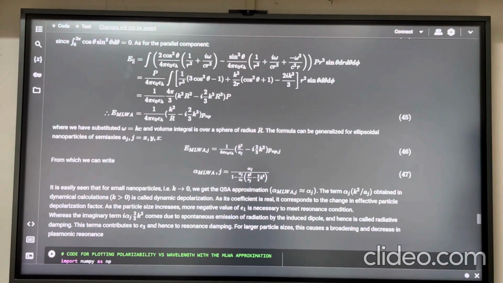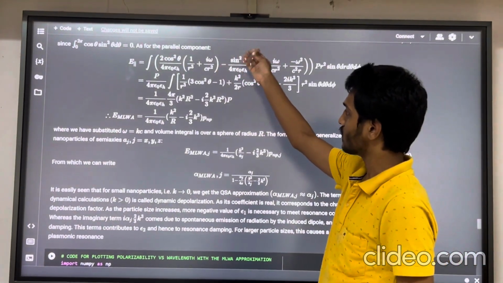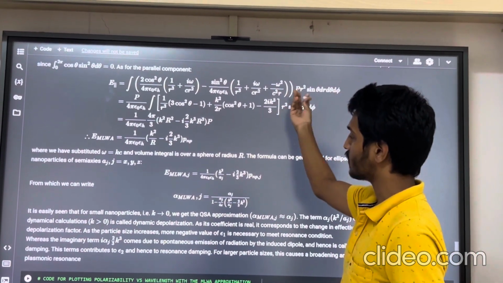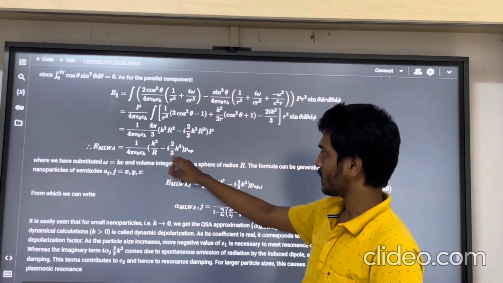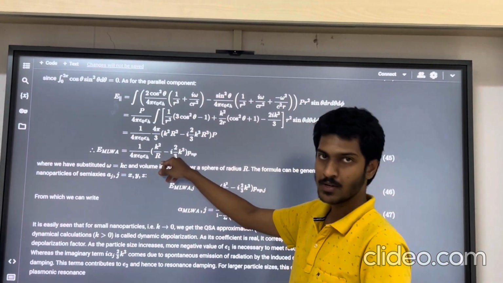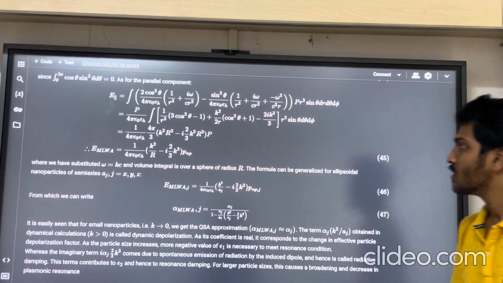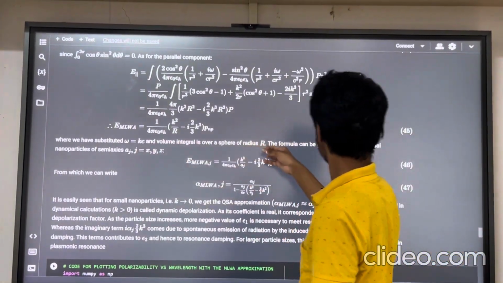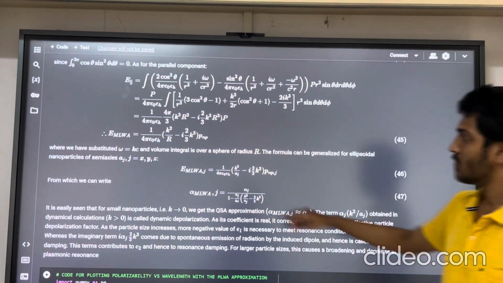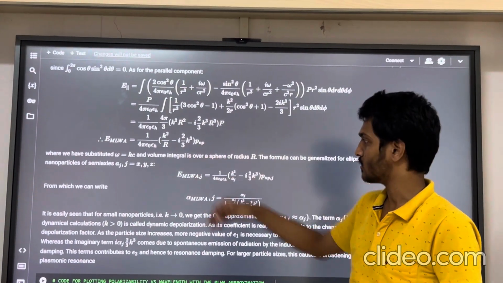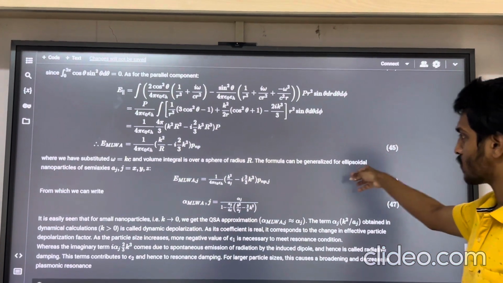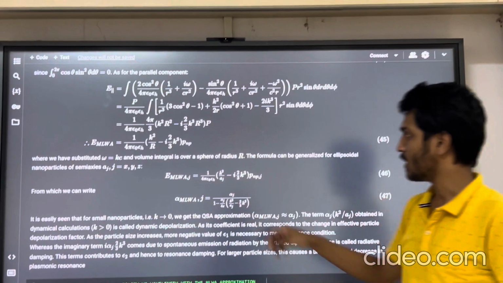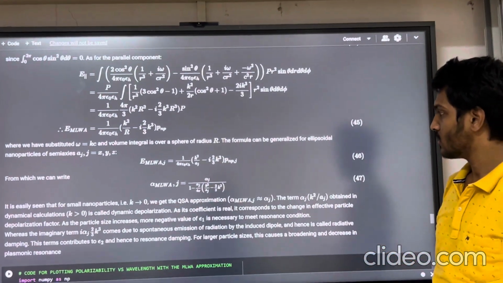So for the parallel component, we substitute E perpendicular and E parallel. We again do similar calculations. So we can see that the parallel component has a real part and an imaginary part, and we'll substitute omega equal to kc. So this is the result for a spherical case. Now this can be generalized to an ellipsoid by just replacing R with the semi-axis length of that ellipsoid.